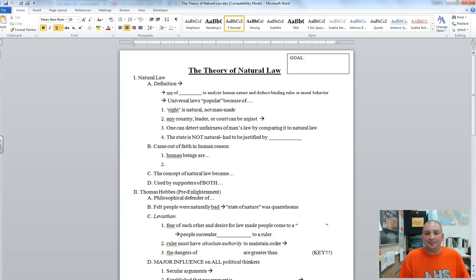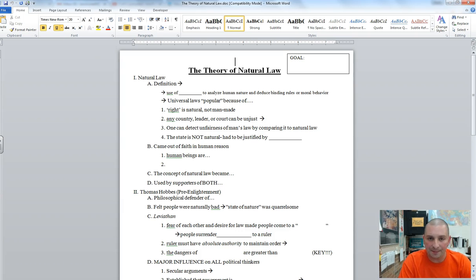So where do we start? Let's start with the theory of natural law, because this is one of the fundamental ideas of the Enlightenment. And our goal for today's lecture is to understand Hobbes and Locke's contribution to the Enlightenment and be able to compare and contrast their ideas.